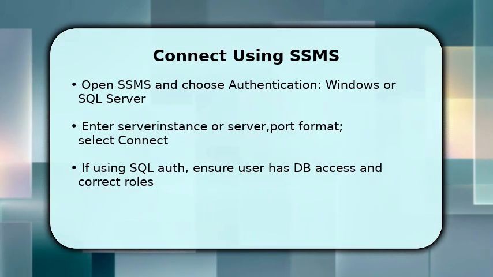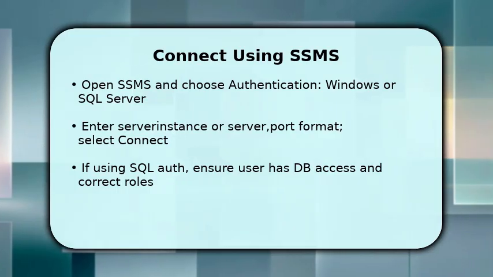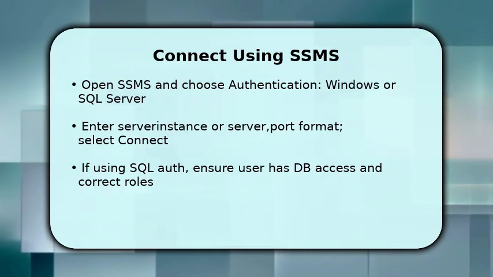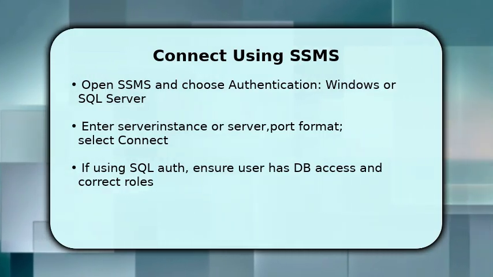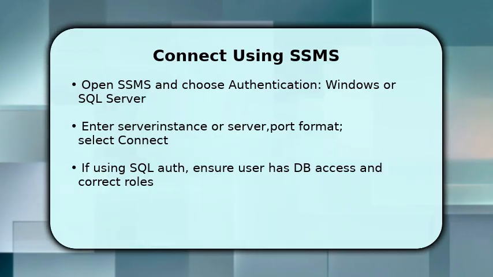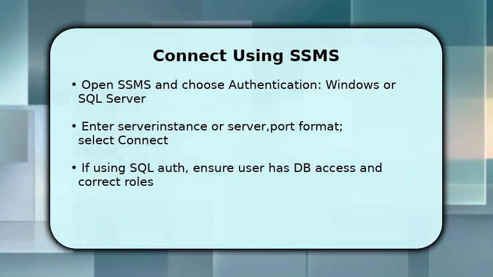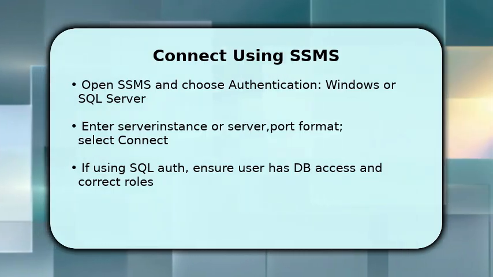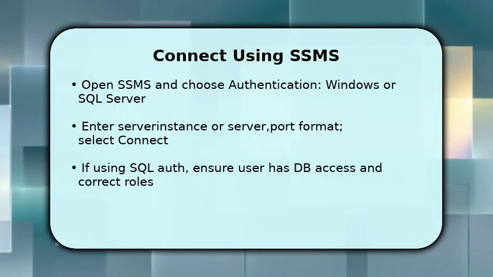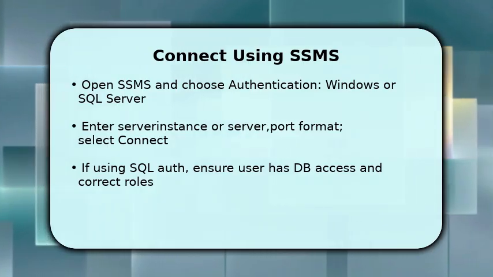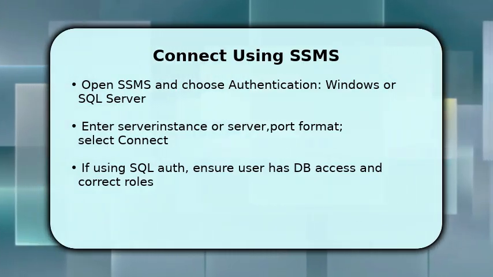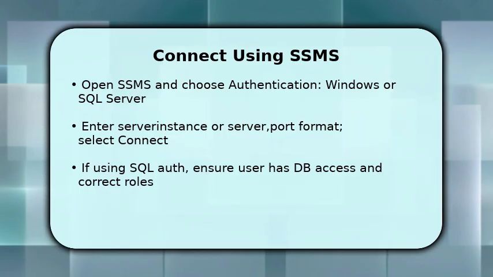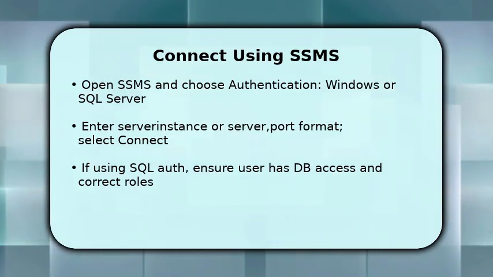Now you open SQL Server Management Studio and pick the correct authentication method. Type the server as server/instance or server,port if using a custom port. This tells SSMS where to reach the engine. If you choose SQL Server Authentication, enter username and password. If Windows, use integrated credentials. Then click Connect. If authentication succeeds, expand databases to verify visibility. Make sure the login has appropriate database roles so you can read schema and run queries without permission errors.